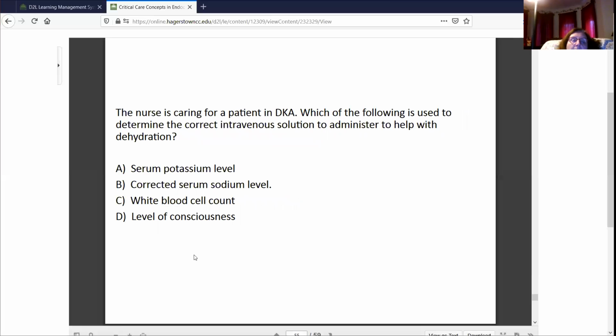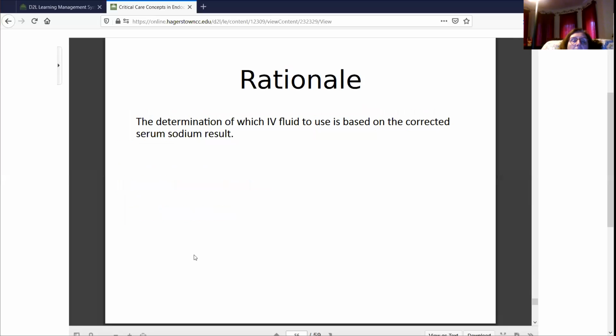Okay, the nurse is caring for a patient in DKA. Which of the following is used to determine the correct intravenous solution to administer to help with dehydration? The correct answer is B, corrected serum sodium levels. The determination of which IV fluid to use is based on the corrected serum sodium result.